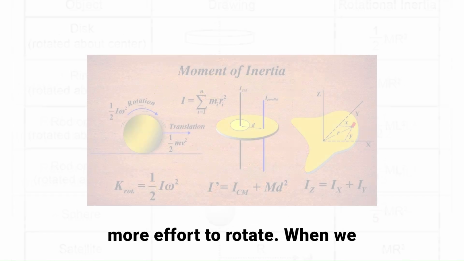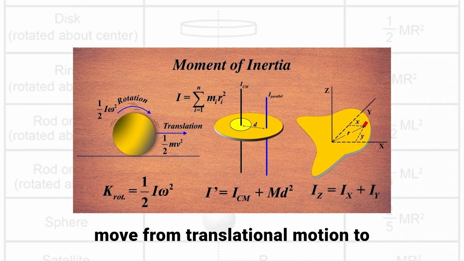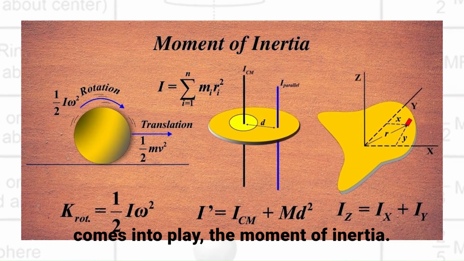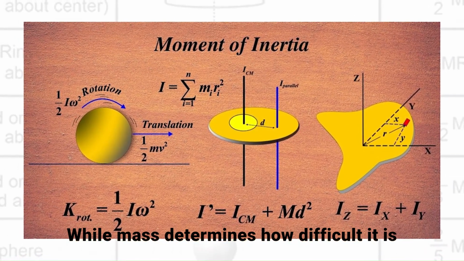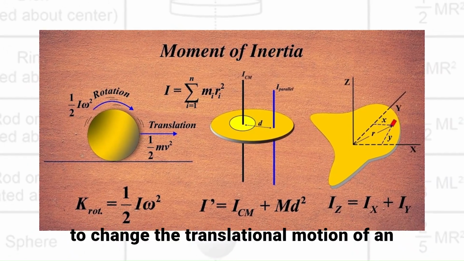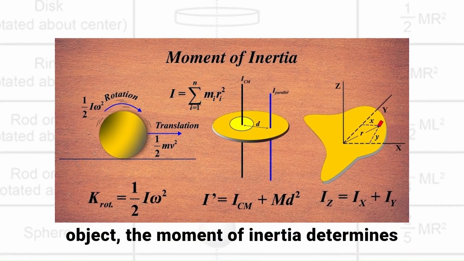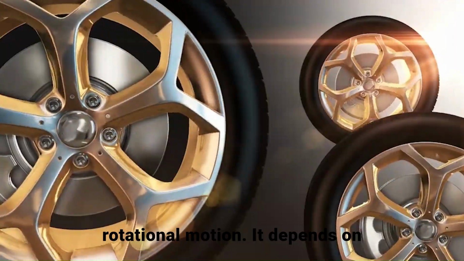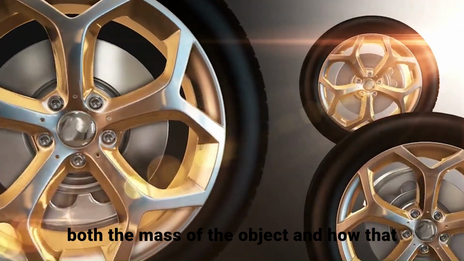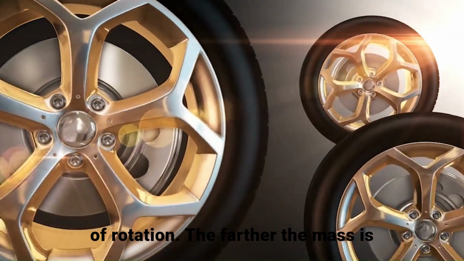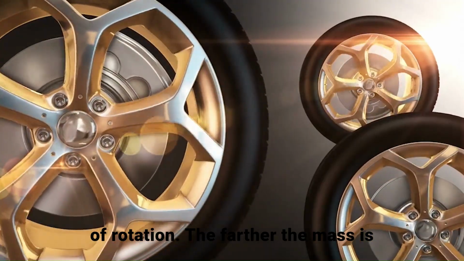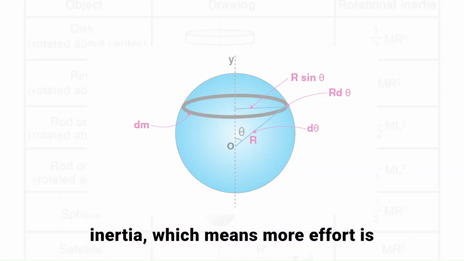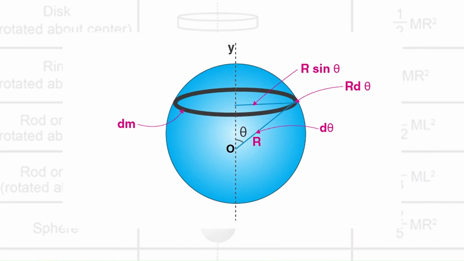When we move from translational motion to rotational motion, another key concept comes into play, the moment of inertia. While mass determines how difficult it is to change the translational motion of an object, the moment of inertia determines how difficult it is to change an object's rotational motion. It depends on both the mass of the object and how that mass is distributed relative to the axis of rotation. The farther the mass is from the axis, the larger the moment of inertia, which means more effort is required to change its rotational motion.